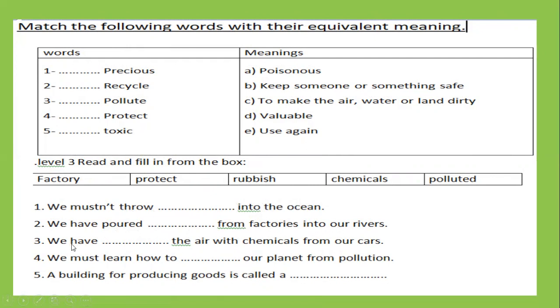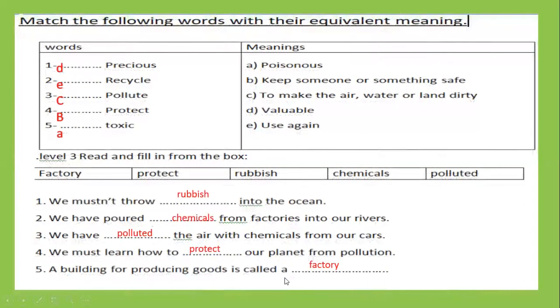Number 3, we have what? The air with chemicals from our cars. We have polluted the air with chemicals from our cars. Number 4, we must learn how to protect our planet from pollution. And the last one, a building for making goods, things, is called a factory. So let's display the answers.